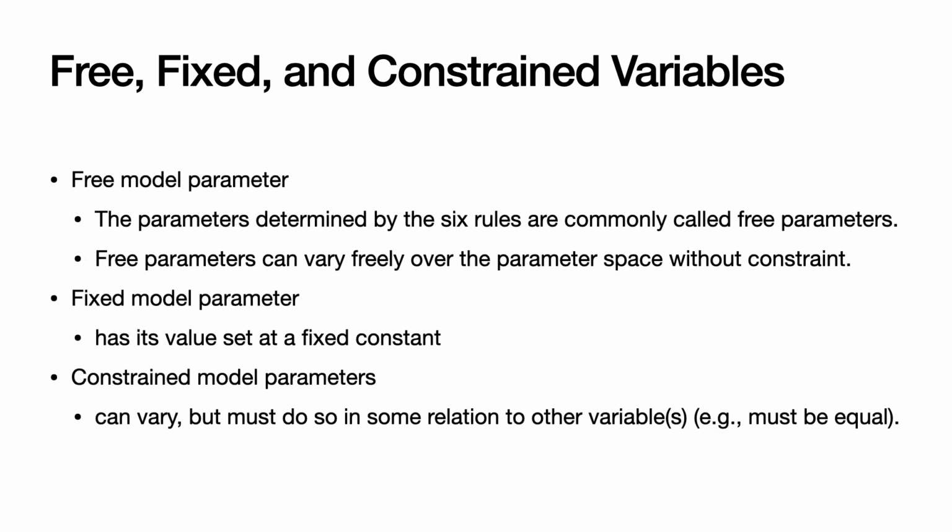Let's first talk about free model parameters. The parameters determined by the 6 rules are commonly called free parameters. Free parameters can vary freely over the parameter space without constraint. Next, we'll talk about fixed model parameters. These are parameters that have their value set at a fixed constant. And finally, constrained model parameters can vary, but they must do so in some relation to other variables. For example, they must be equal to other variables.